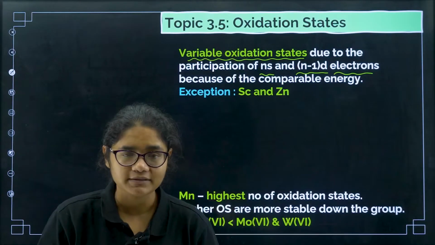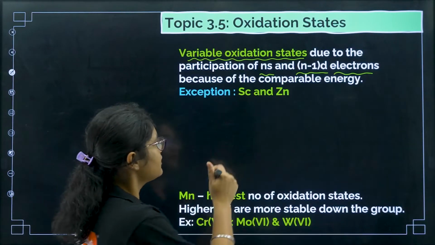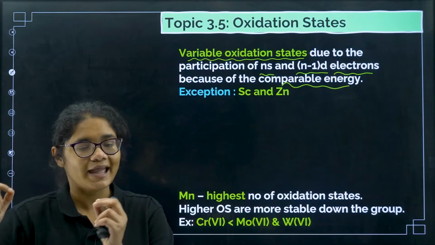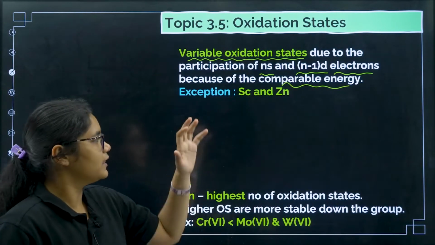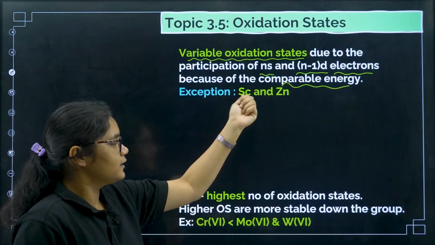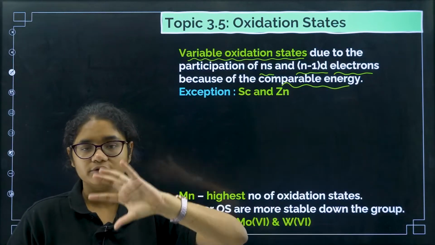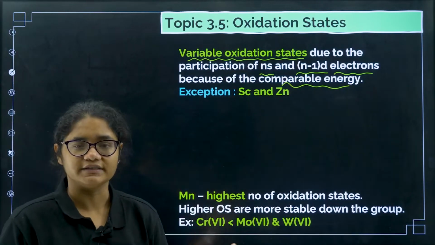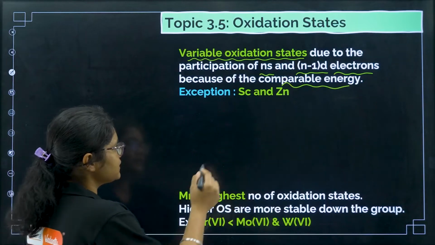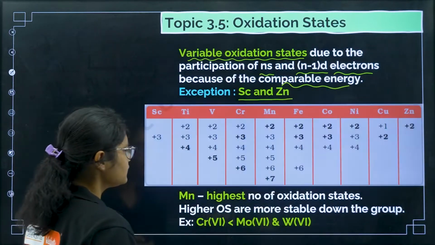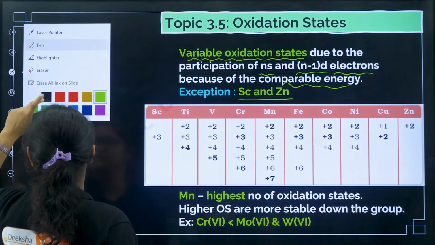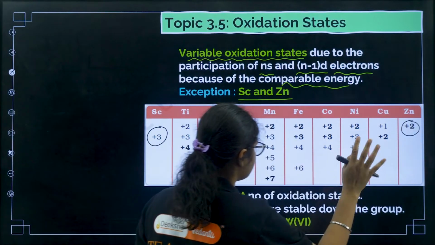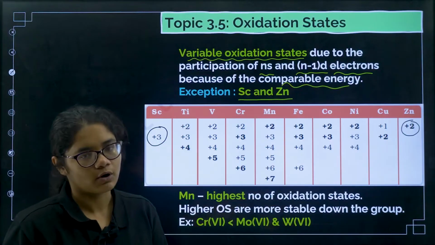Why do both orbitals participate? This is because of the comparable energy. The energy difference between (n-1)d and ns is very small, so both the electrons can participate, giving a large number of oxidation states. The exceptions here are scandium and zinc. Scandium shows only +3 and zinc shows only +2. Other than that, all the elements have more than one oxidation state.